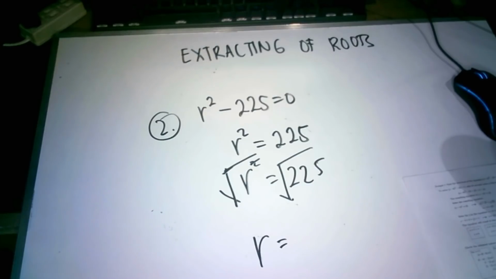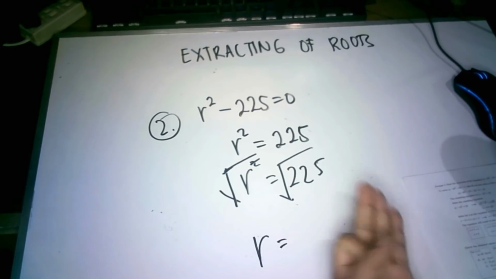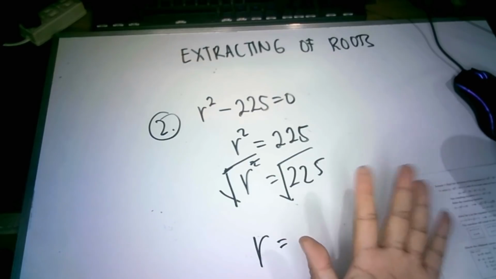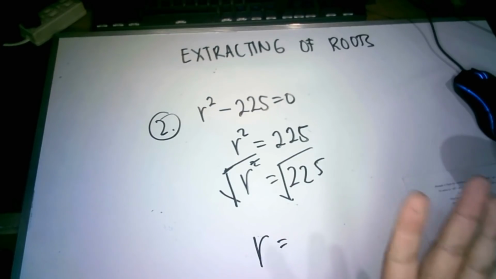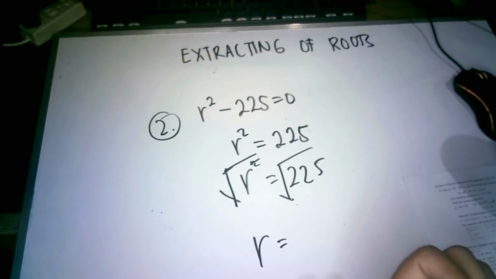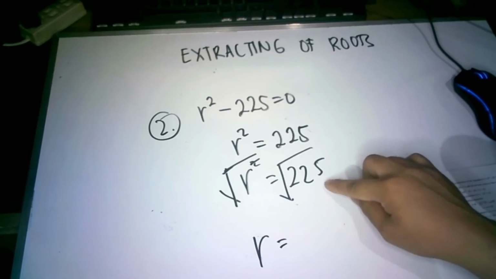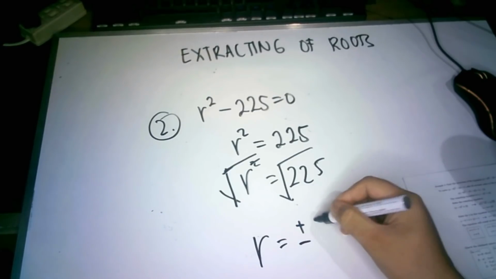Kasi, ang mga mayroong perfect square root is yung mga perfect square lang din. So, ano man yung mga perfect square na number? We have 1, we have 4, we have 9, we have 16, we have 25, 36, 49, 64, we have 81, and 100, we have 121, and so on and so forth. So, makikita mo na ang square root ni 225 is 15. Kaya ang sagot dito is positive, negative 15.